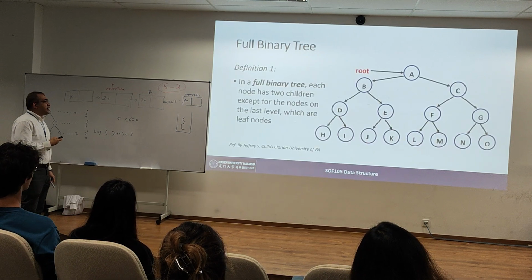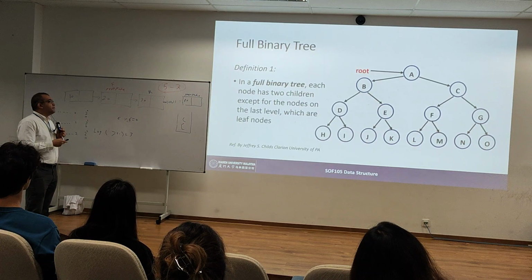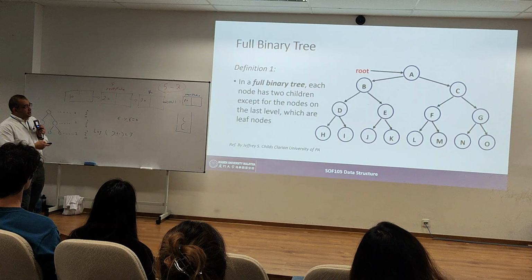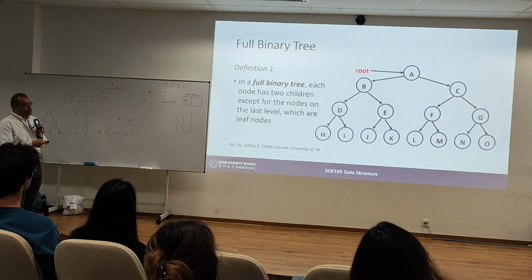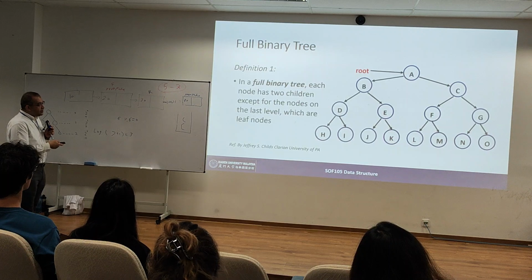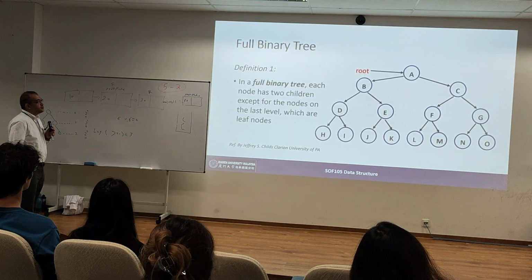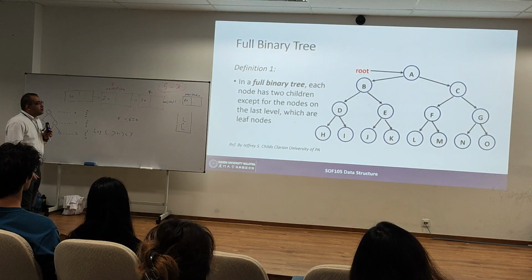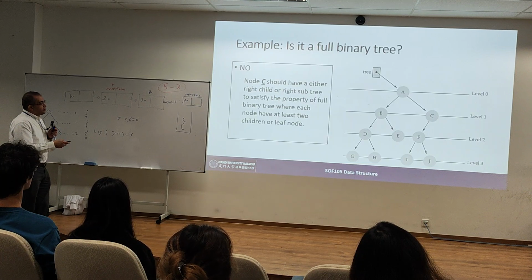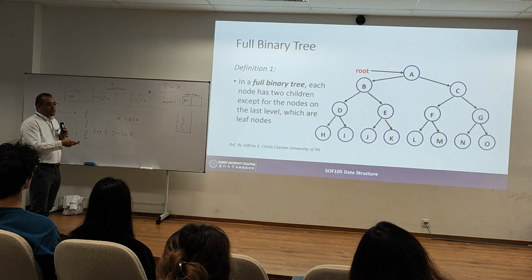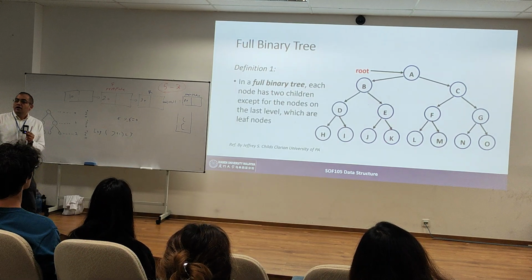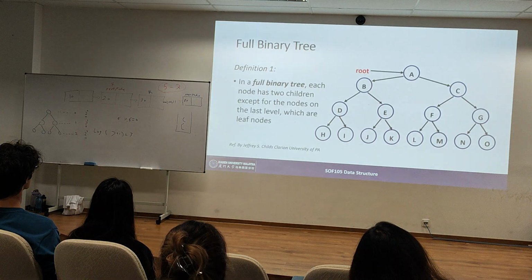Next, I have this terminology, which is called full binary tree. In a full binary tree, each node has what? Two children. Except for what? Nodes on the last level, which are leaf nodes. Is this one a full binary tree or not? Does every node have two children except the leaves? That's the rule.